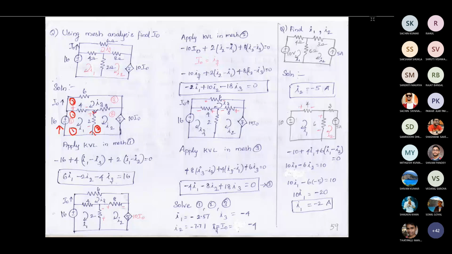So we are seeing from mesh 1, so we consider it as higher magnitude. So we consider 2 into I1 minus I2, that is equal to 0. Okay, so now you can reduce this equation, that is coming as 6I1 minus 2I2 minus 4I3 is equal to 16. Now what we can do, we can apply mesh analysis for the second loop.